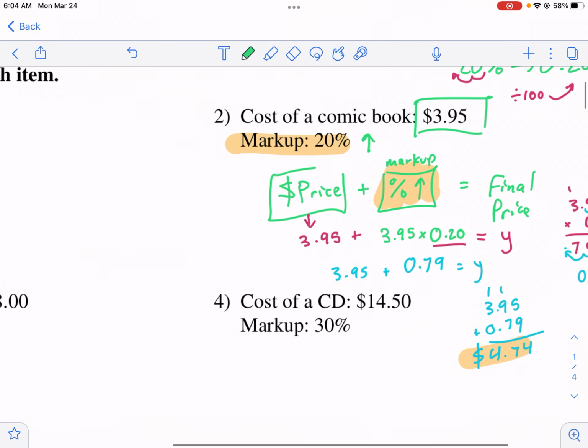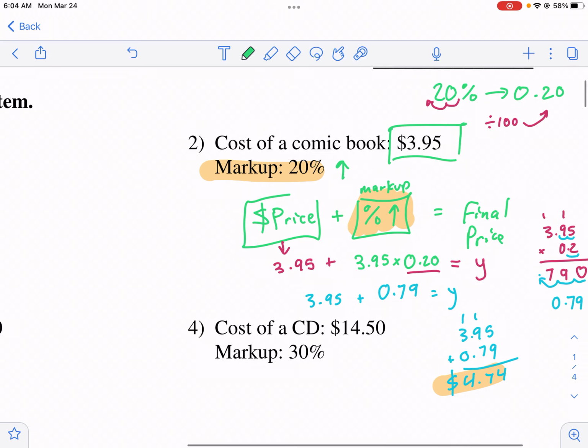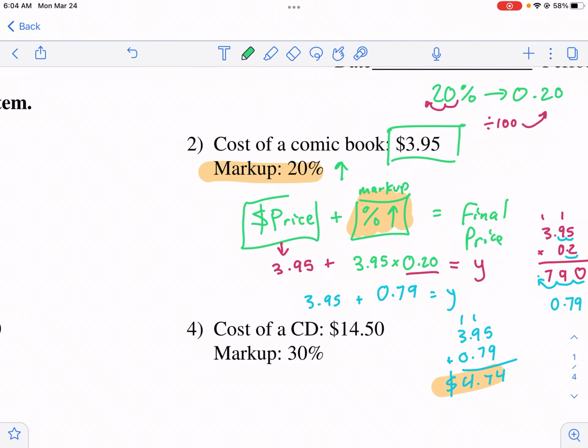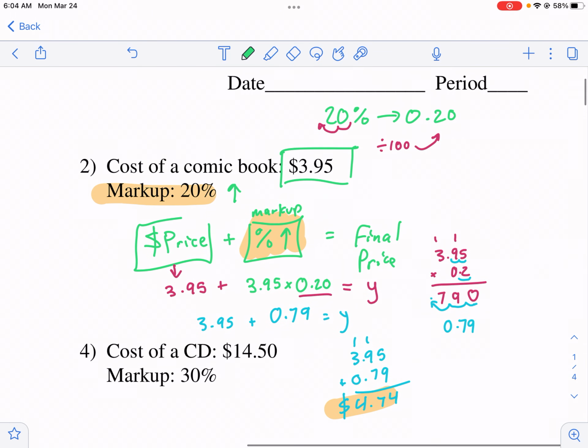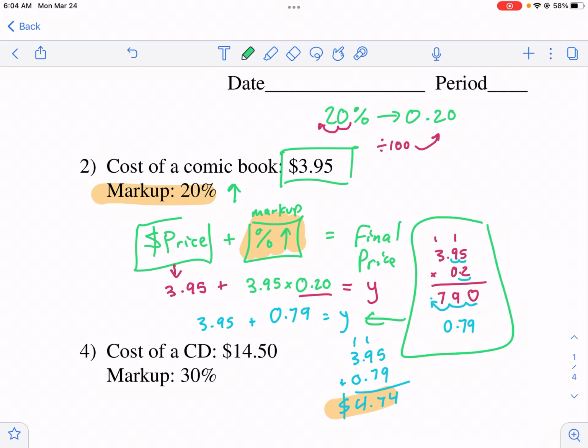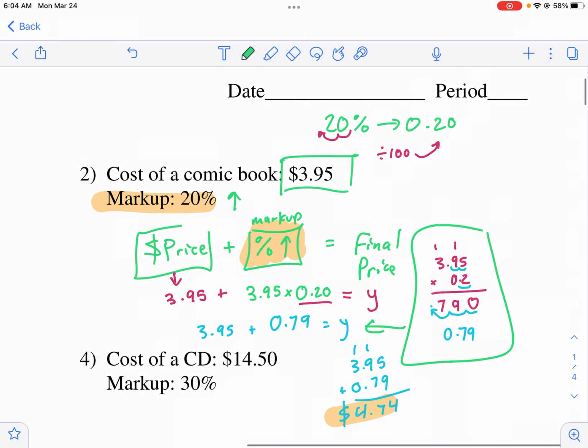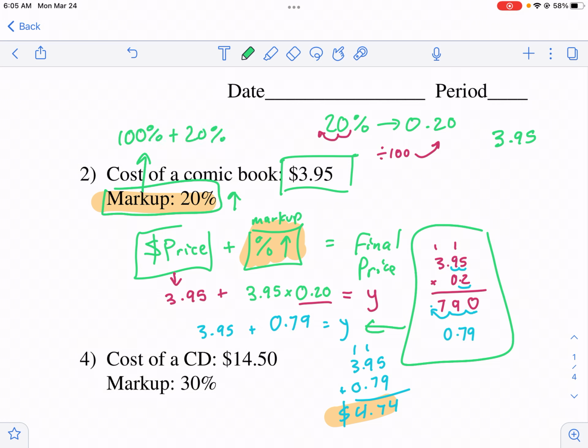Okay, why is that useful? Well, with something like this markup of 20%, instead of multiplying like we did and then adding, we can just multiply and not worry about any additional subtraction or addition. Let me show you how that works in principle. So we have 395. Okay, now it's a markup. So what does that mean? It means 100% of the price plus 20% of the price. That equals 120% of the price.